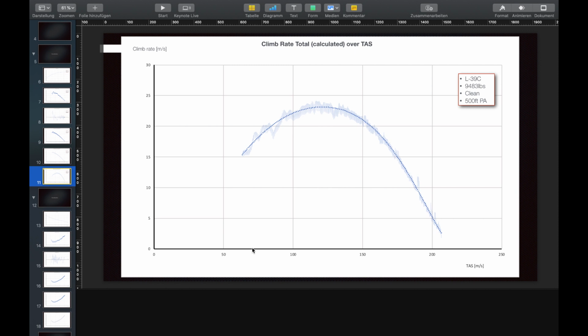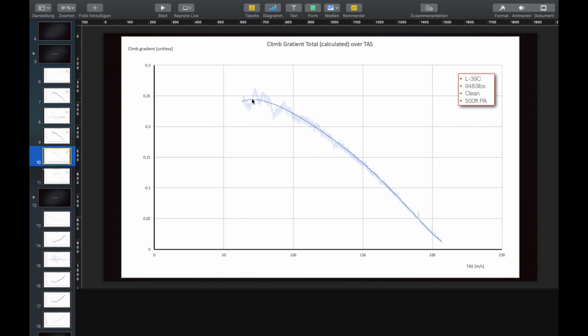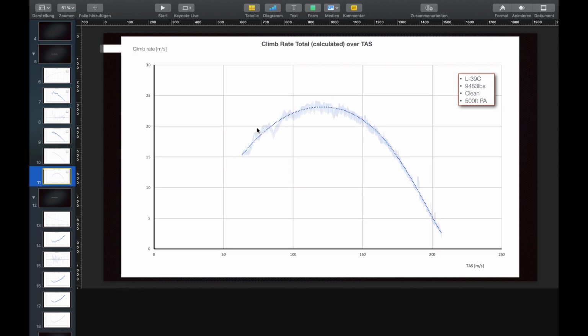And if I go back to the previous page, then, ooh, what a surprise. That's exactly where this graph has its maximum. That's where this graph has its tangent line. So you have this airspeed to get the maximum climb rate and this airspeed to get the maximum climb gradient out of the aircraft. Well, this might change with altitude.